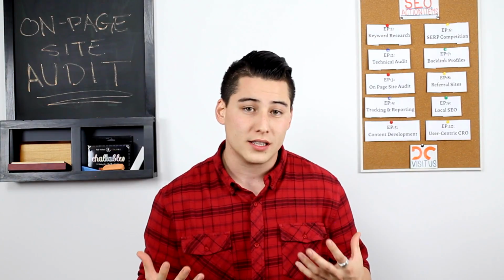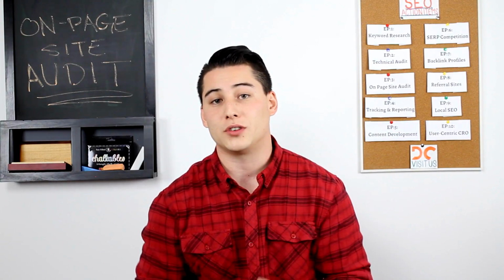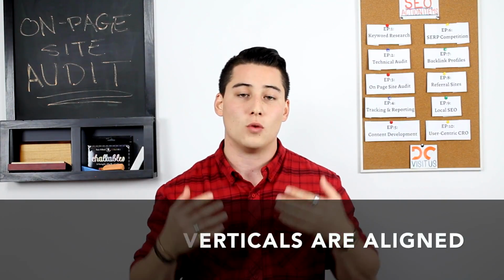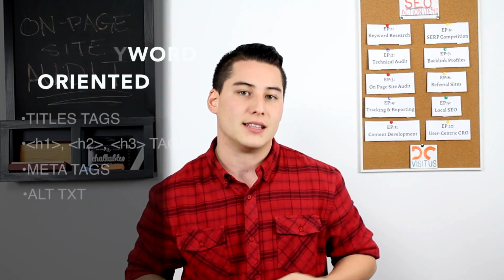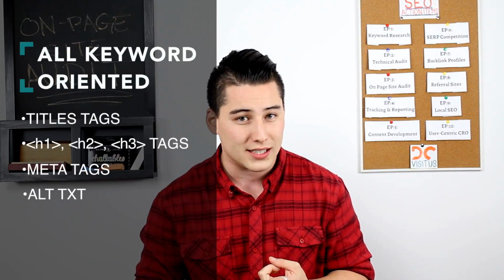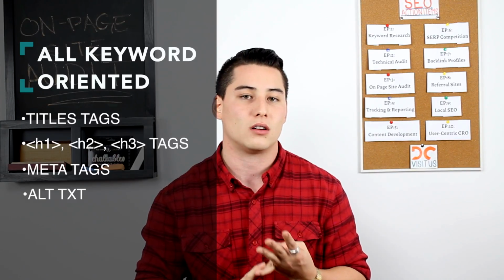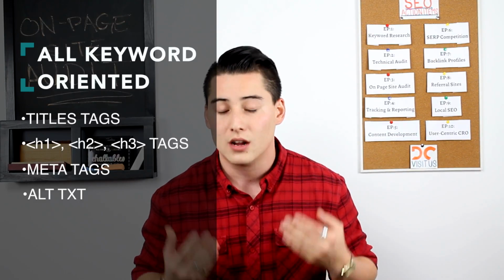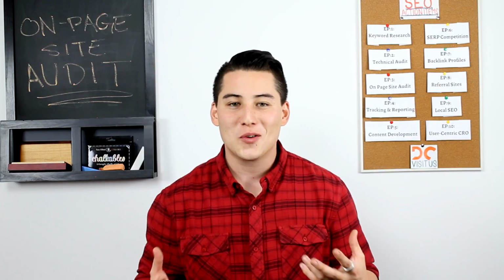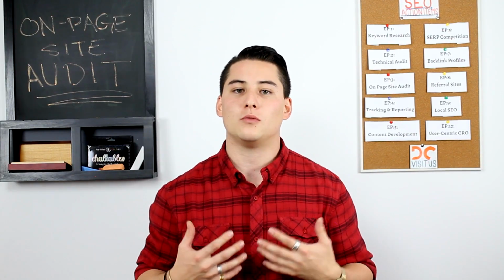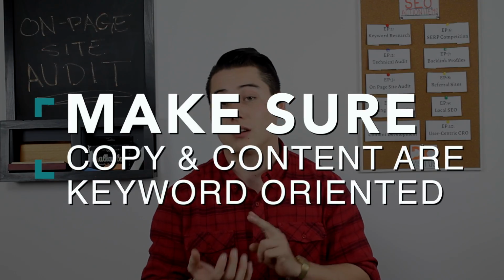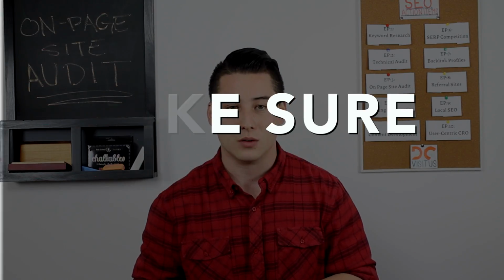A great way to do this and to make sure that your service pages are properly keyword oriented is to comb through your verticals and to make sure each box is checked. What I mean by that is that each of your titles, your H1 tags, your meta tags, and your alt text are all oriented around the right keywords for your specific pages. Along with making sure that all of your tags are properly aligned with the right keywords, you should also be guaranteeing that your copy and your content are properly targeted for your keywords.